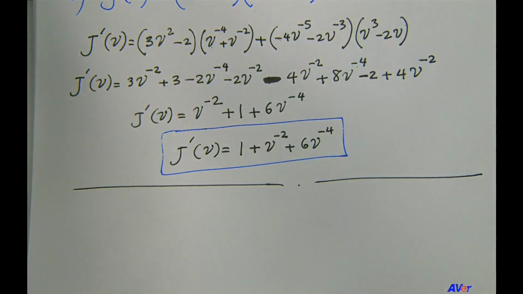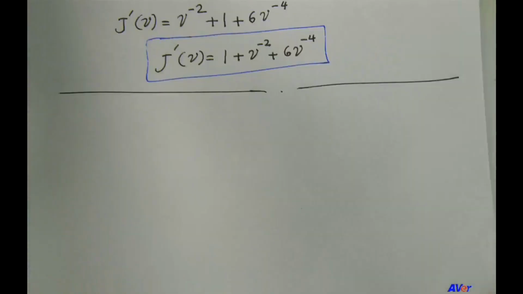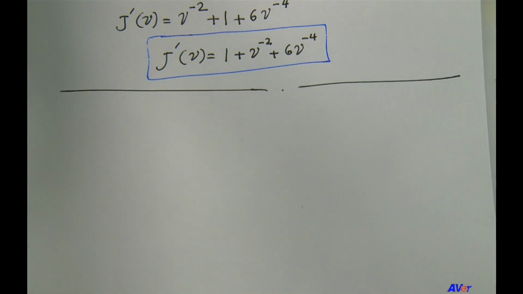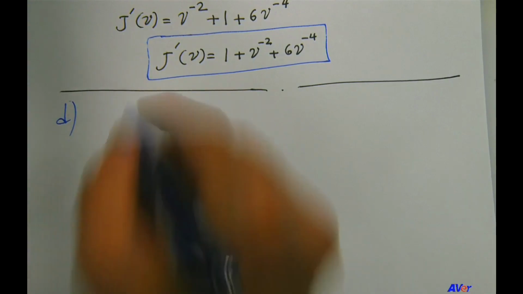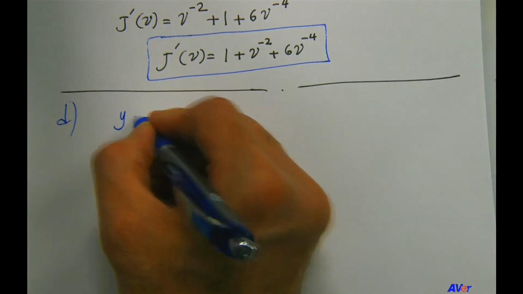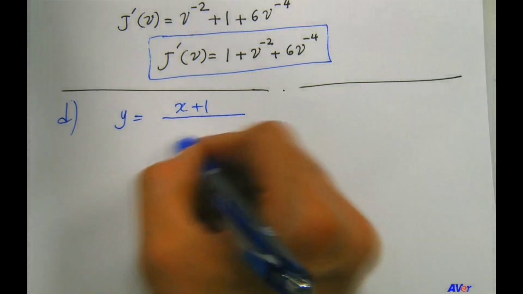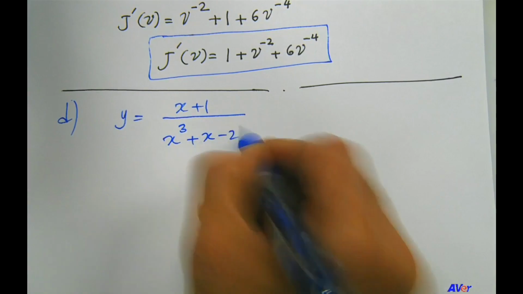So please pause the video from this point forward, and make sure that you find the derivatives on your own before you see the video on the solution for each example. So this would be part D, and we want to find the derivative of, so this would be a quotient rule, right? X cubed plus x minus 2.